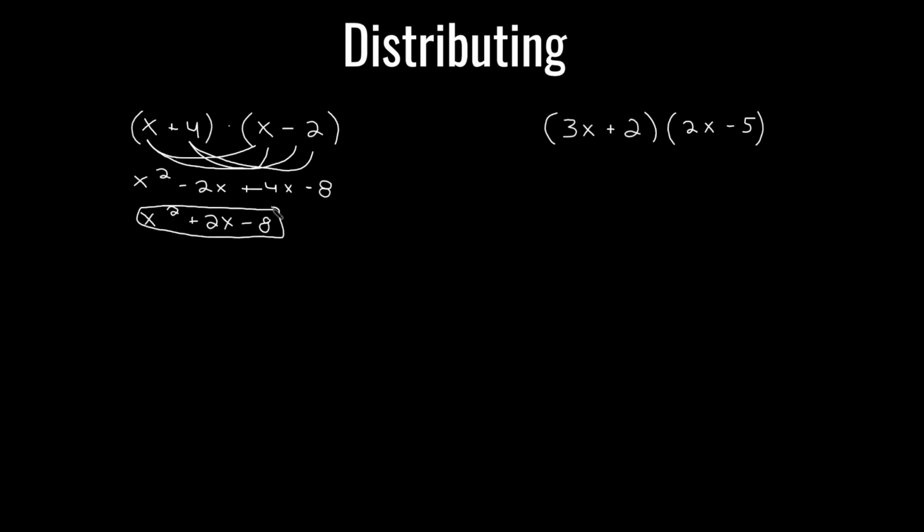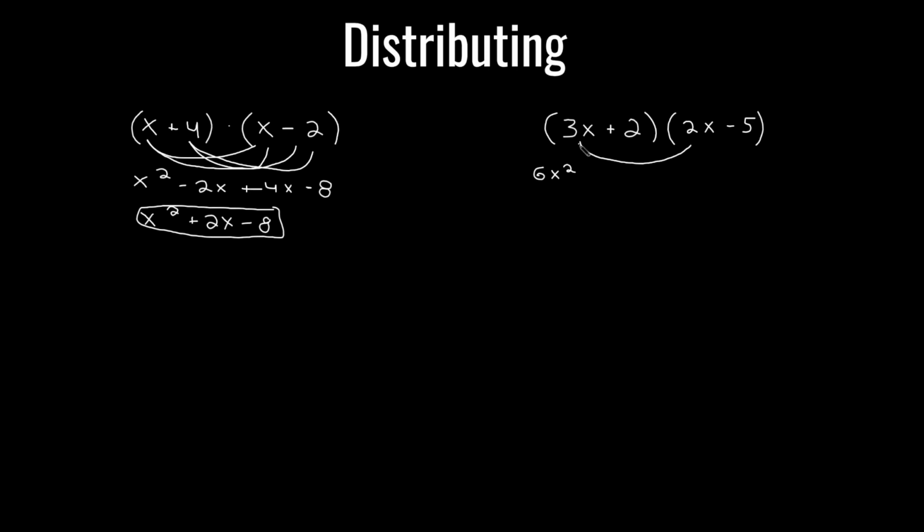In this next problem, you'll notice that we have coefficients in front of our variables, and that's nothing to worry about because we're still going to multiply everything out the same way. So let's get started with our 3x multiplied by our 2x. We multiply the coefficients to get 6 and our x's to get x squared.